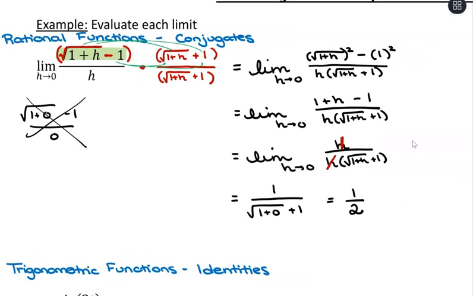All right, so, oh, I'm sorry, I wrote rational functions there right at the top. It should be radical. I mean, it is rational as well, but really it's the radical piece, seeing that square root, that leads to using a conjugate.